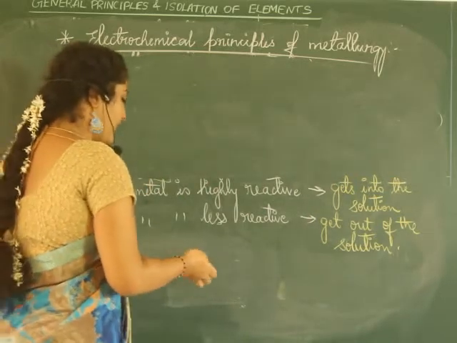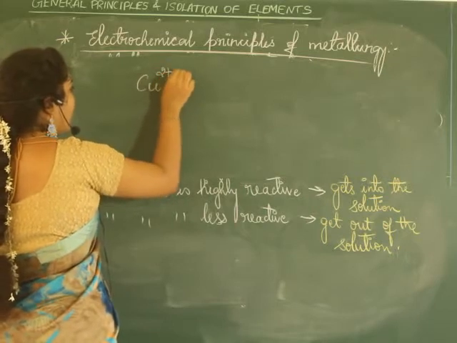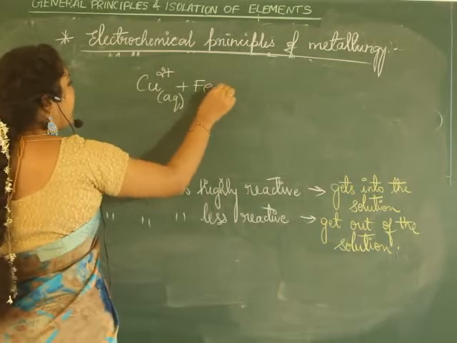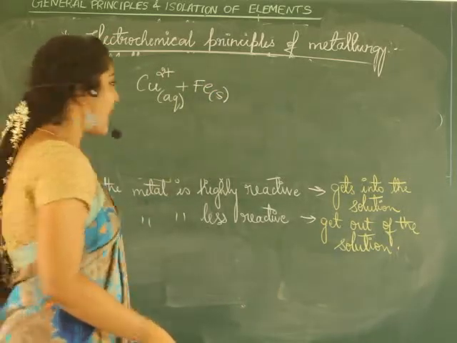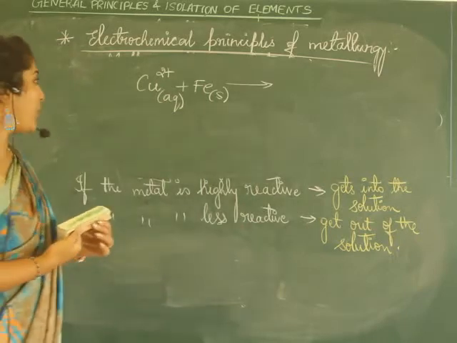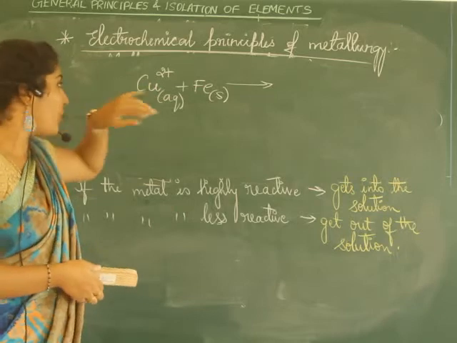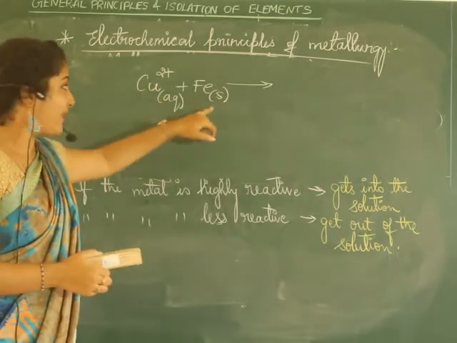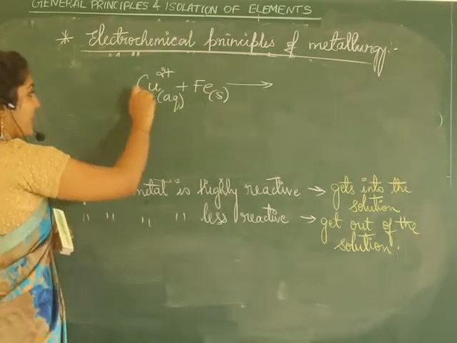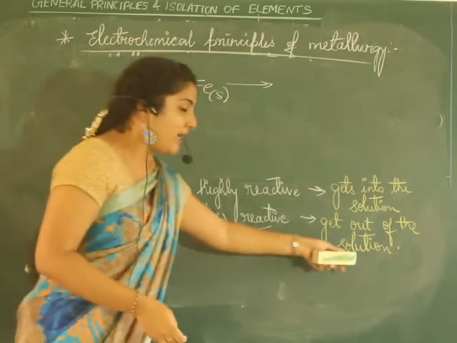Say we have taken a copper solution. We have an electrode also taken. Iron is the electrode taken. Now what happens here during electrolysis? On electrolysis, which is highly reactive? From the electrochemical series we know copper is less reactive and iron is highly reactive. So see, copper is less reactive. So which condition plays on it? It is that it should get out of the solution.